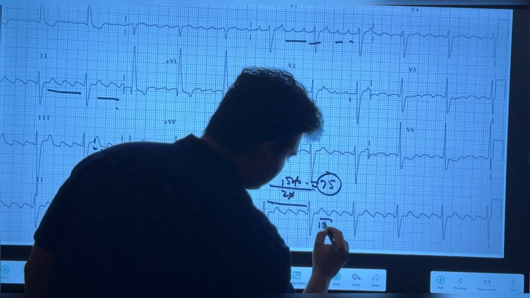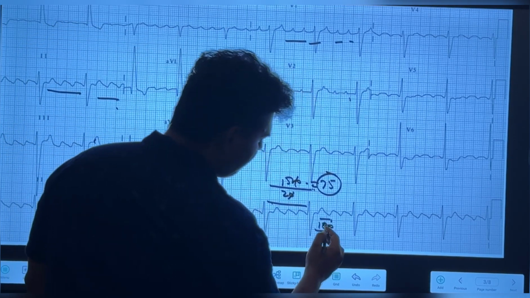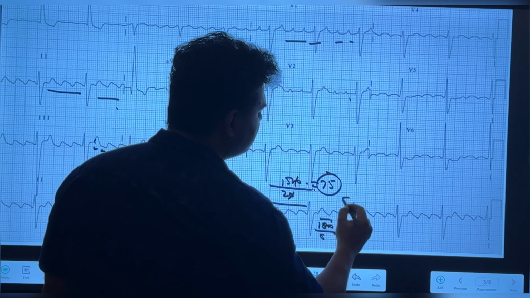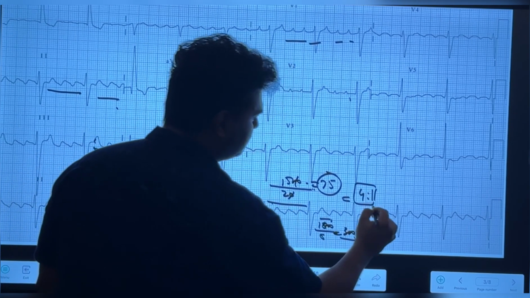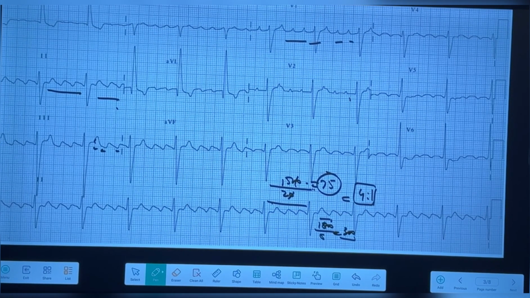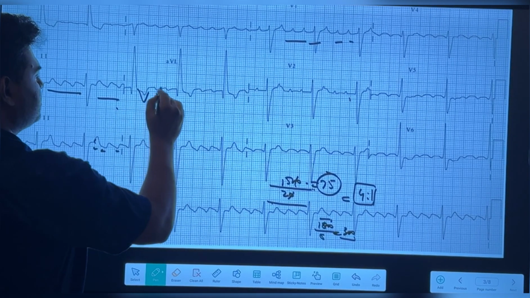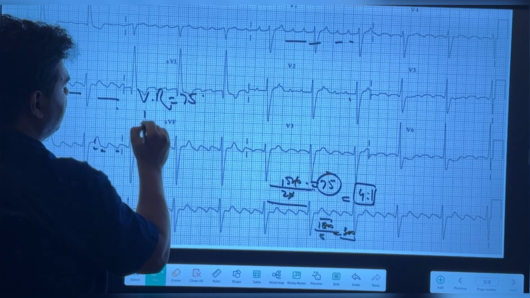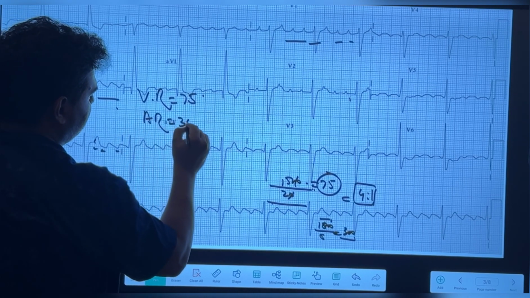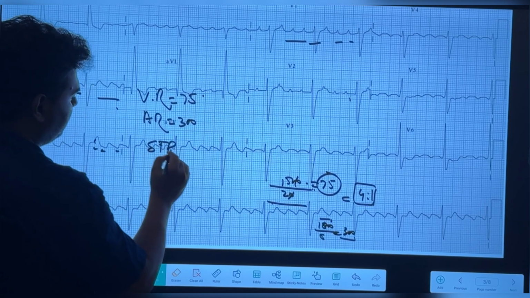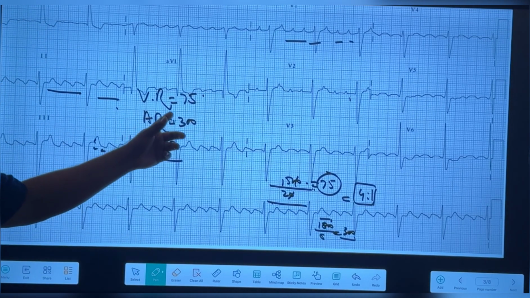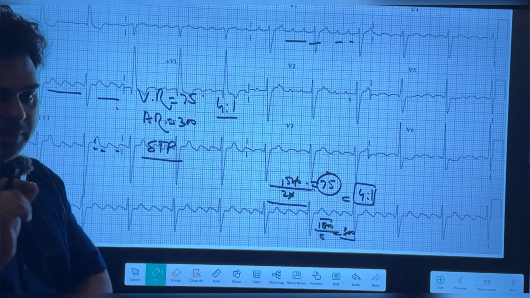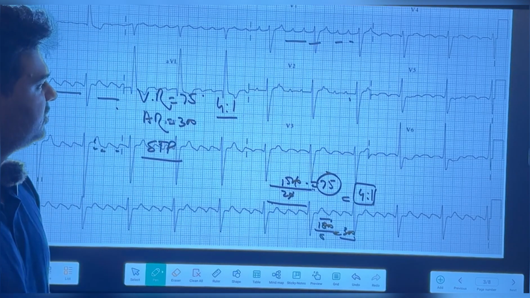The atrial rate is 1500 by 5, that is 300. So this is actually a 4:1 kind of block. So here the ventricular rate is 75 and the atrial rate is 300. The sawtooth pattern is present. So I have told you this is a 4:1 kind of atrial flutter, which is seen because of drugs or some structural heart disease. Okay.